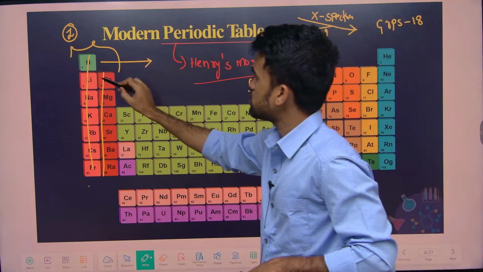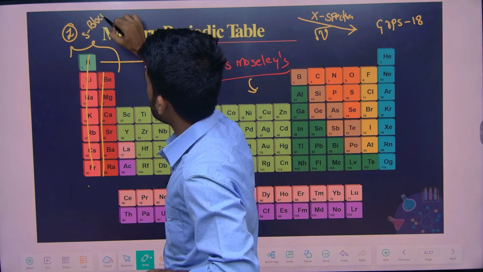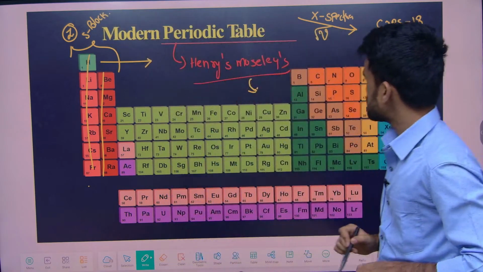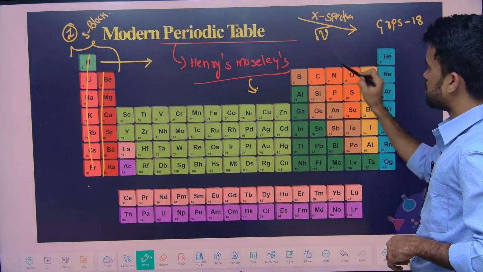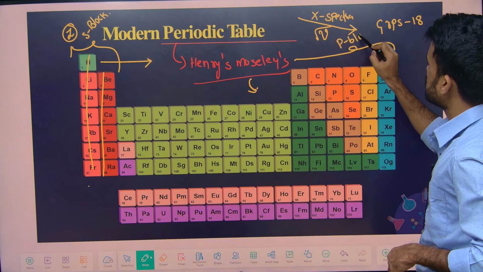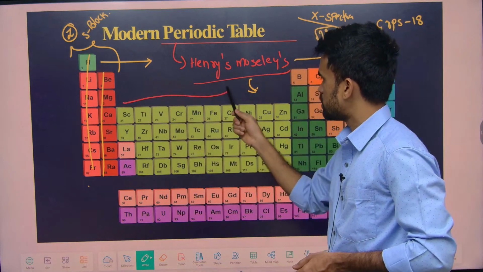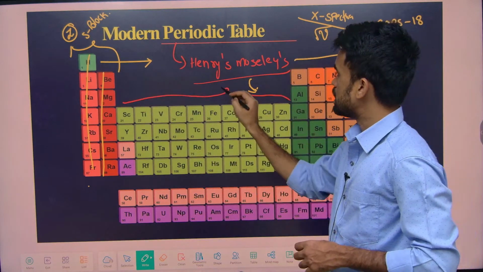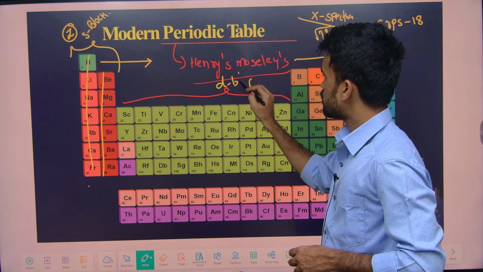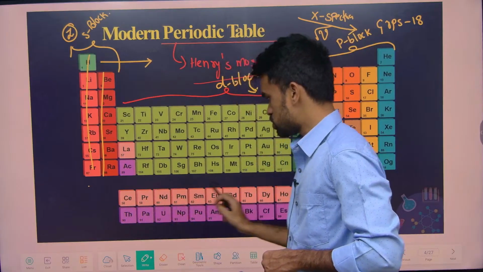Now, the first two groups are called S block elements. Then next, from boron to helium, this side you are seeing, is called the P block. This middle one, from here to here, is called the D block. And this bottom portion, these two series, two rows you are seeing.